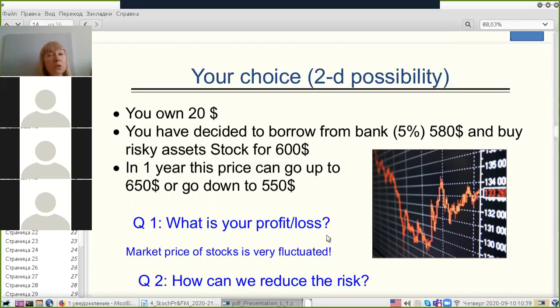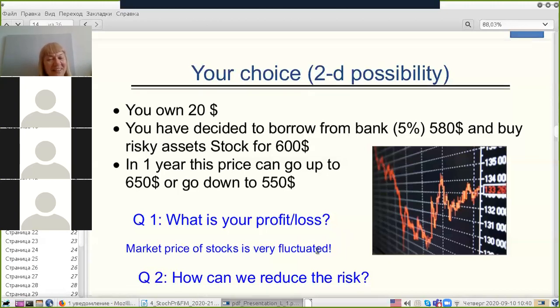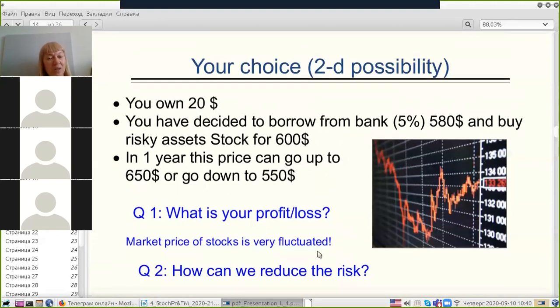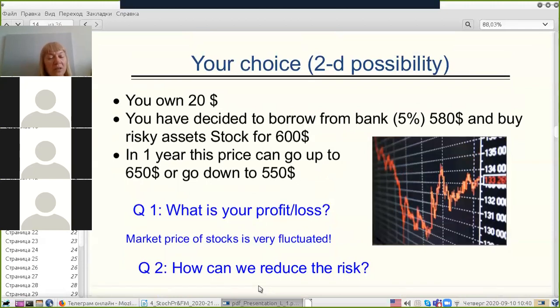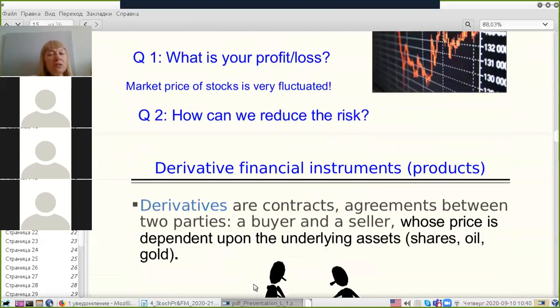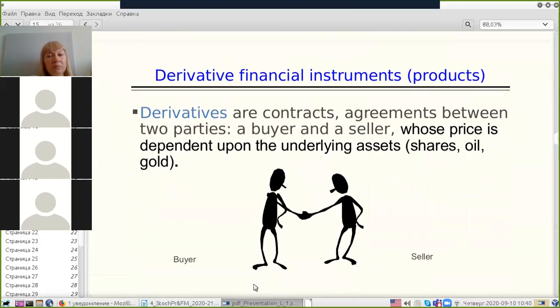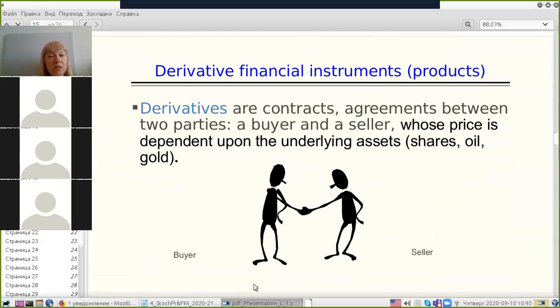But if you want, you can scale this profit. You can borrow as much as you want, and you can get as much profit as you want, but maybe there will be a situation when we have as big a loss, because the market price of stock is very fluctuating. But we have a question too: how can we reduce the risk? Because it's a very good possibility for us, but how can we reduce the risk? And for reducing the risk, there are derivatives. Maybe you don't know about it, so this lesson is for you.